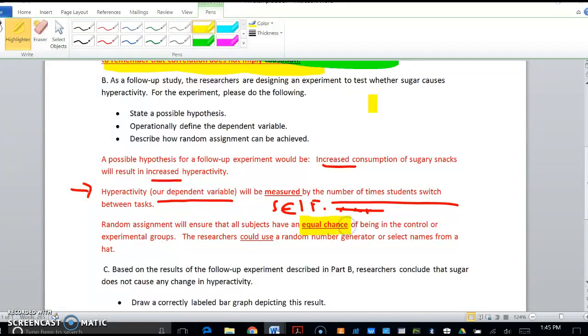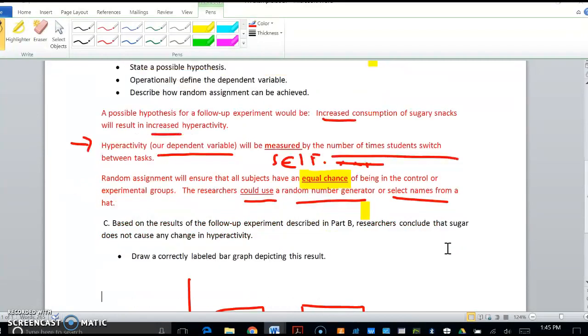That random assignment means that all participants, once they're in the study, are going to have an equal chance of being in the control and experimental group. Remember, that's supposed to control for confounding variables. So that's the first part, right? That each person will have an equal chance. The second part, how do we do it? Well, usually we do it through some type of random number generator or computer, but we can also select names from a hat. Those are all ways.